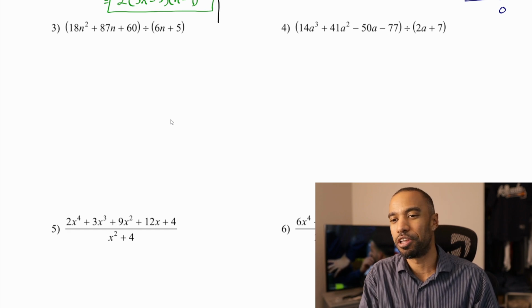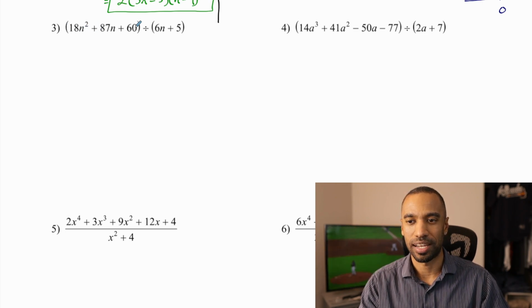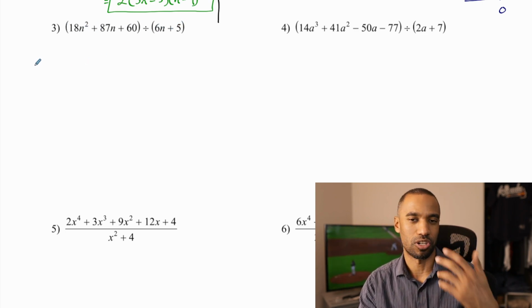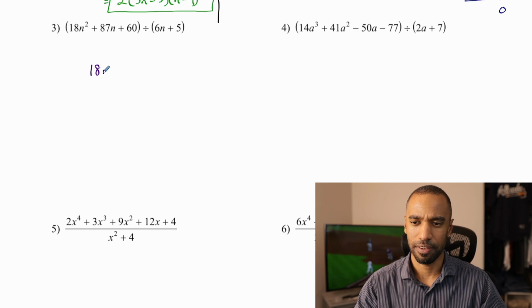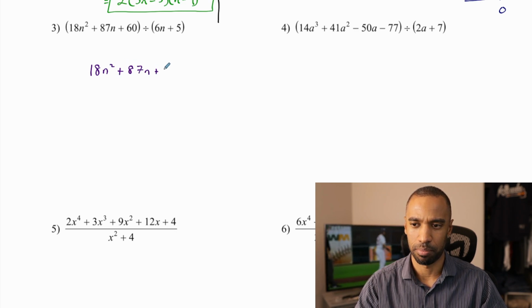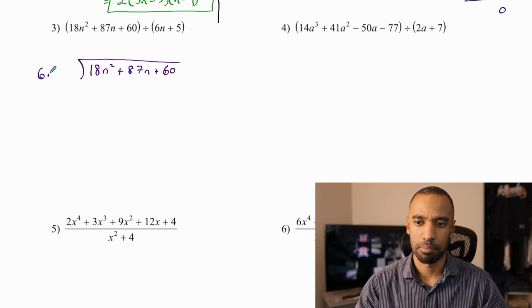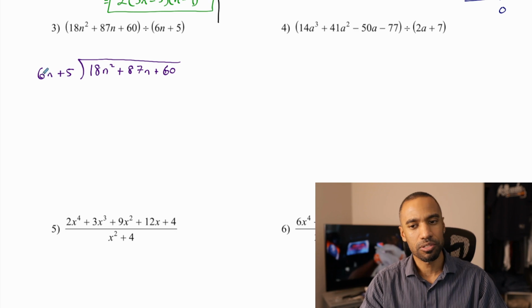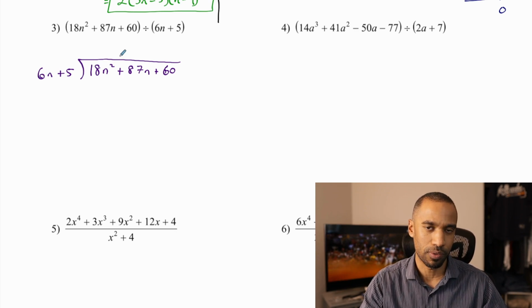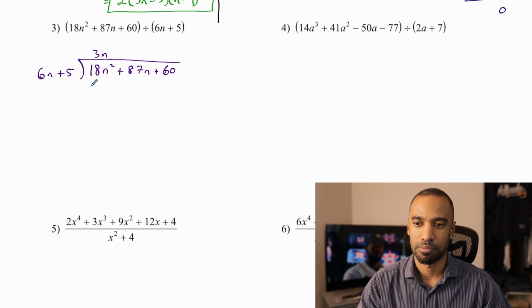All right. Number 3. 18n squared plus 87n plus 60. So once again, it looks like one of those quadratics, just now differently with the 6n. I wanted to make sure that if there's a larger number, we save it for later. So here's later. I have 18n squared plus 87n plus 60. And we divide that by 6n plus 5. Now we got to see how many times 6n goes into 18n squared. Now we got to do 6 times what is 18, which isn't a big deal, but you got to make sure you focus on that. And that's going to be 3n. So 6n times 3n is indeed 18n squared. 5 times 3n is 15n.